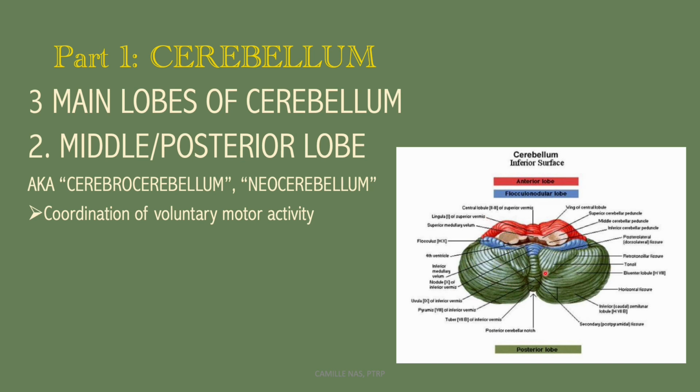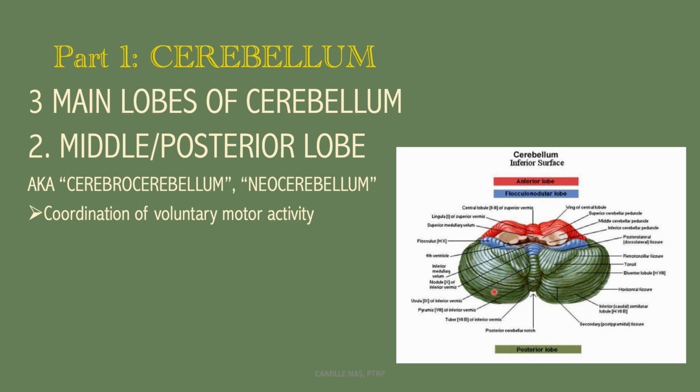This one, the big one, is the bulkiest part of the cerebellum. This is also known as your cerebrocerebellum and your neocerebellum. Earlier, paleo was for anterior. This one is the neocerebellum, so this is the specific lobe for coordination.